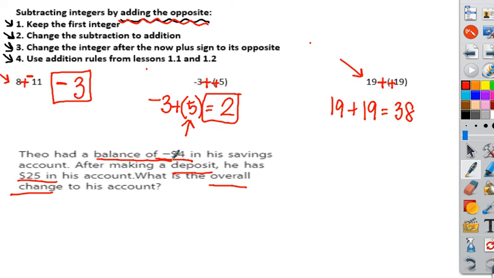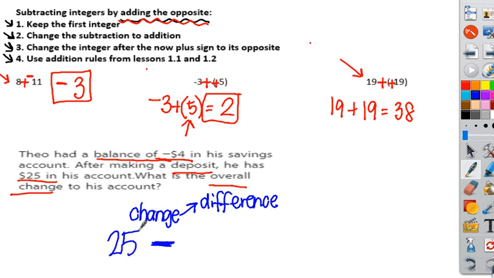So one way to look at this is, what is the change? And change means, what's the difference? So if we write it out this way, and that means subtraction, doesn't it? So we're going to find the difference between where he's at now and where he started. So where he's at now is 25. And he started at -4. So this is where he started at. Hopefully that makes sense. Do you want to add anything in?